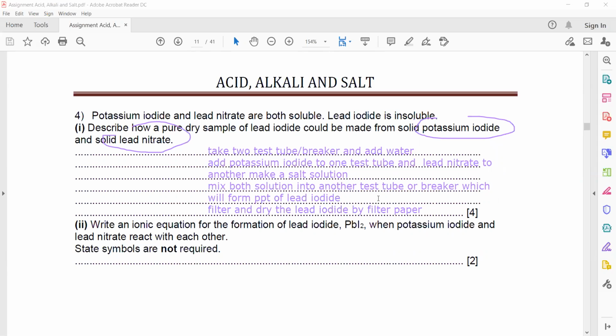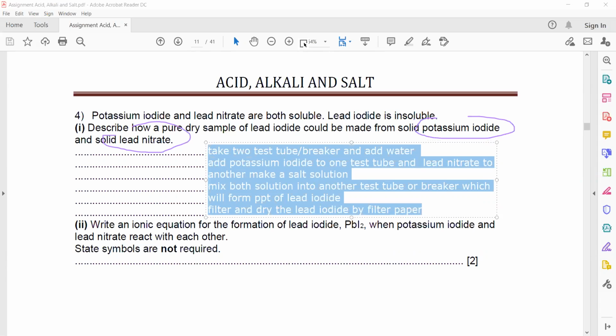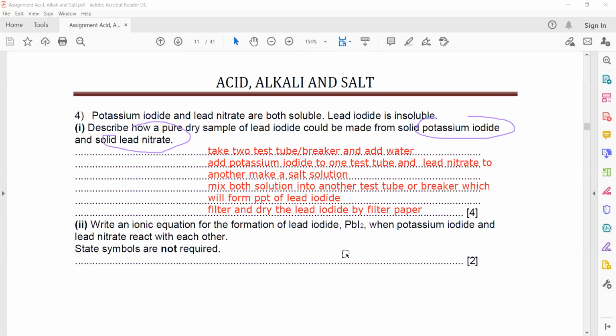Is it clear? This is how we carry out this experiment to prepare the crystals of insoluble salt. Any doubt in this?